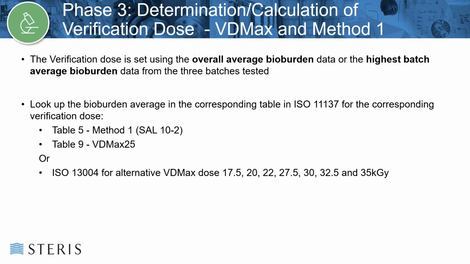We take the overall bioburden average, or that highest bioburden average, and look it up in the corresponding table in ISO 11137-2 or ISO 13004 for the corresponding verification dose. Table 5 in 11137-2 gives us the values for method 1, table 9 for VDMAX 25. Note that there are additional tables in this standard that are available for other VDMAX doses. And ISO 13004 gives us alternative VDMAX doses from 17.5 to 35 kilogray.